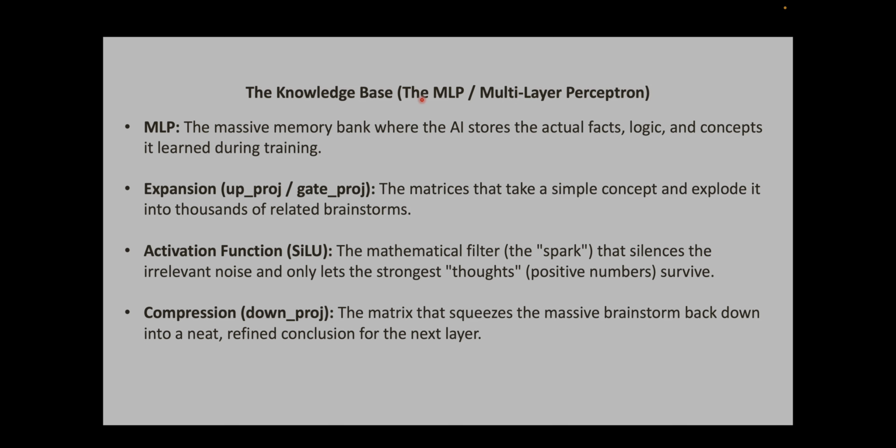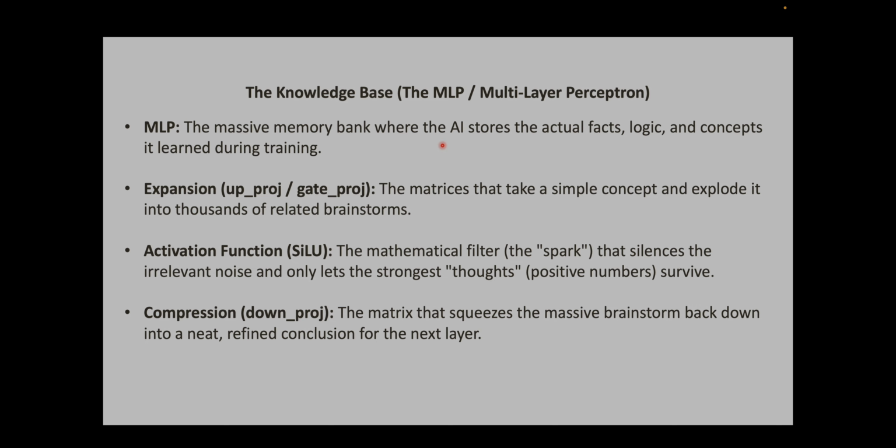All right, next up is the knowledge base, which is the MLP. MLP is the master memory bank where the AI stores the actual facts, logic, and concepts. It's not storing information as a file itself; it's storing it in the network. So that is what we are talking about, the multi-layer perceptron.